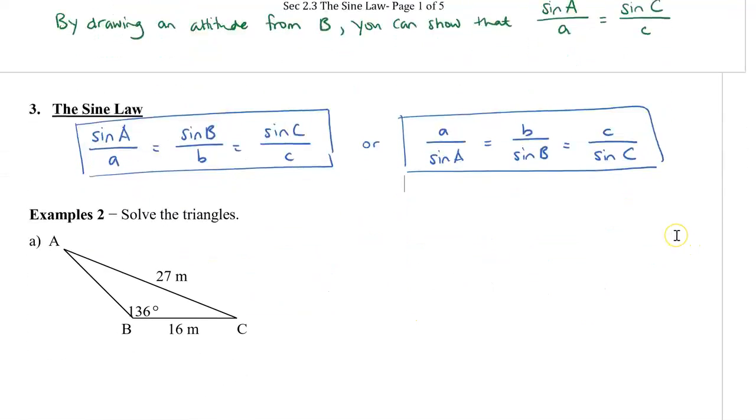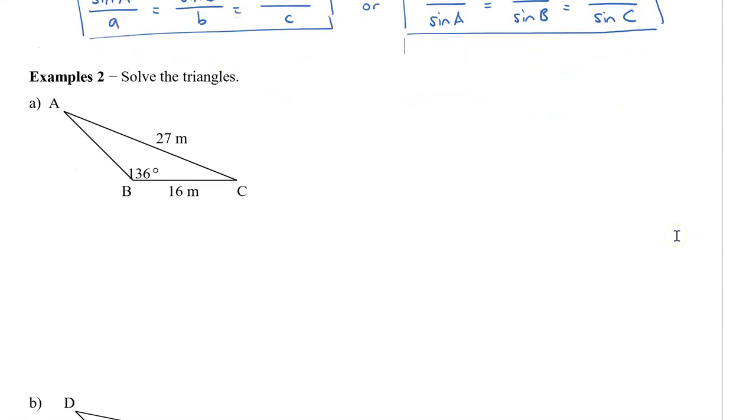So let's take a look at an example of how to use this. So I have this oblique triangle here, and I want to solve it, which means I need to find the missing angles and the missing side length. So I don't have angle C, I don't have angle A, and I'm also missing this side here, and this side is actually opposite the angle C. So we're going to call this little c.